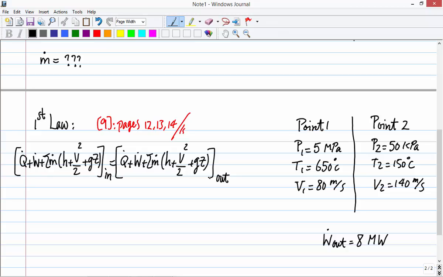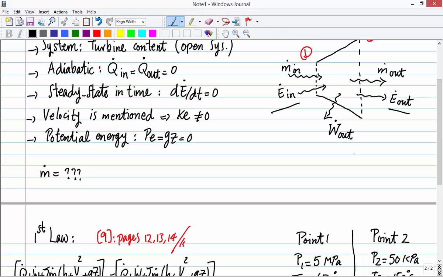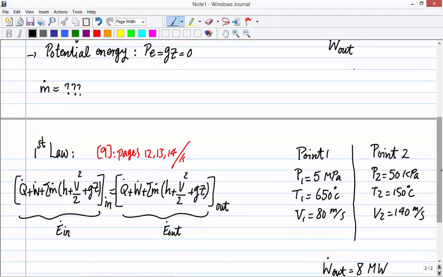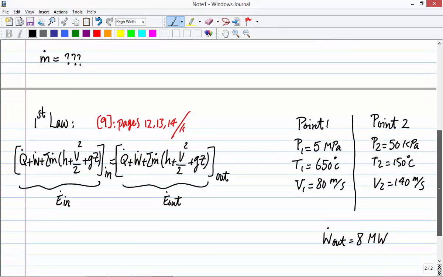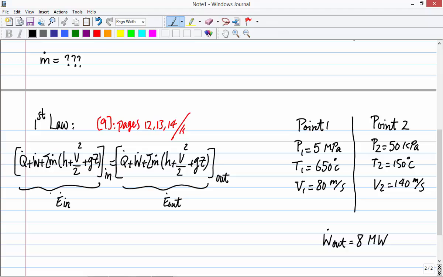I skipped the fact that the first law says E dot in minus E dot out equals dE/dt, but because it's steady, the right-hand side is 0. Then E dot in equals E dot out, and I directly wrote this is E dot in and this is E dot out. But these parameters are different than those, because here I'm including the W dot as well, so don't confuse them. The E dot here means all different types of energy transfers: heat, work, and energy carried by mass.